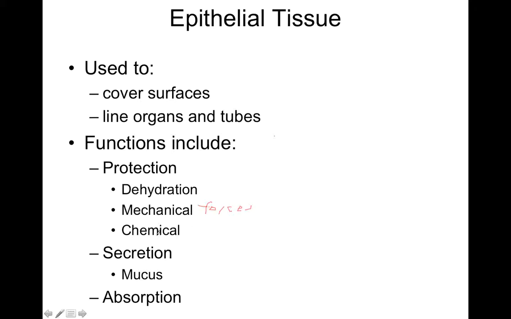Chemical protection, and chemical protection looks at things like protecting us from very low or different pHs than our homeostatic set point. Secretion: some of our epithelial tissue secretes a mucus, and the mucus really protects us two ways. One, it can help to prevent dehydration, but also mucus can trap foreign particles and not allow them to get into the body. And absorption: we have epithelial tissue where we need to absorb things and filter things.